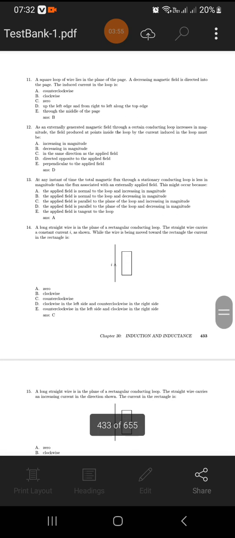A square loop of wire lies in the plane of the page. A decreasing magnetic field is directed into the page. The induced current in the loop is clockwise.